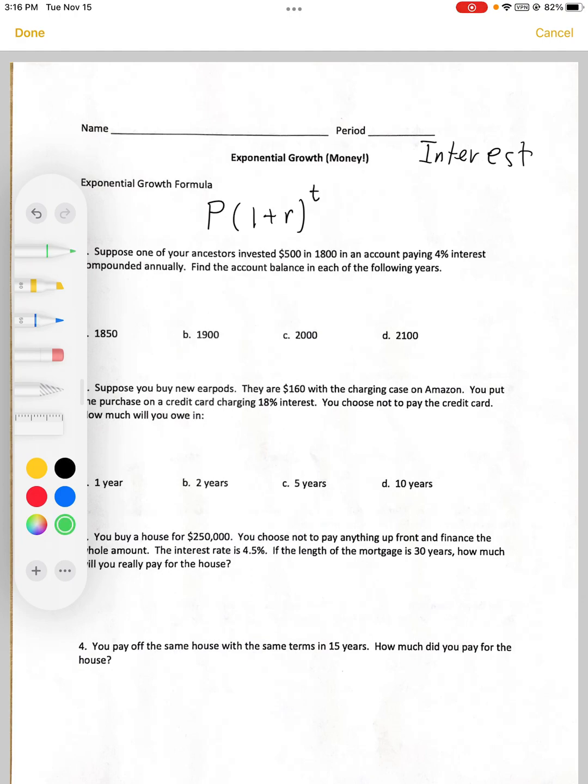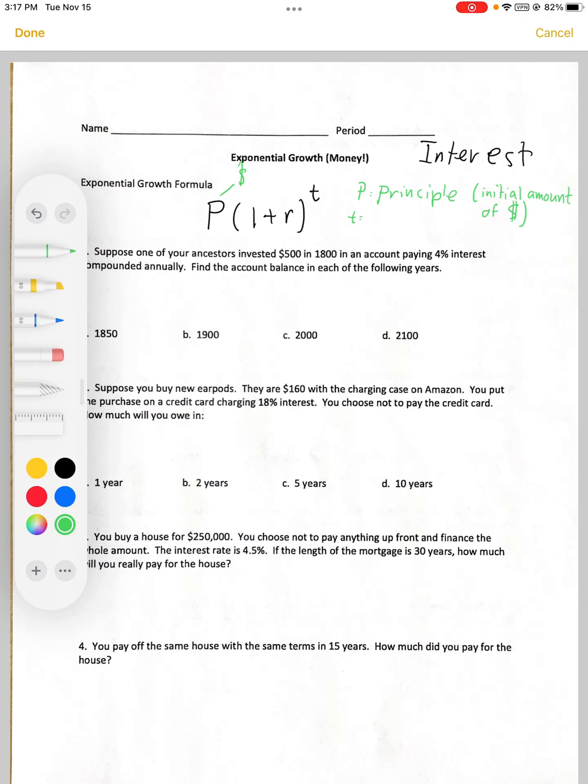So let's go ahead and break down what each of those mean. P stands for principal. That's not the same kind of principal as Mr. McCloud. It has to do with the initial amount of money. So essentially what you can think of it as is P is really the money. Whatever the money is will be P.